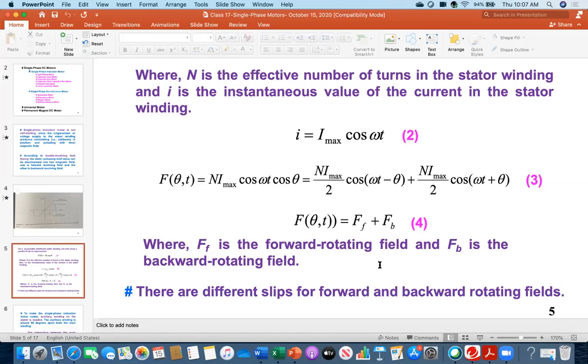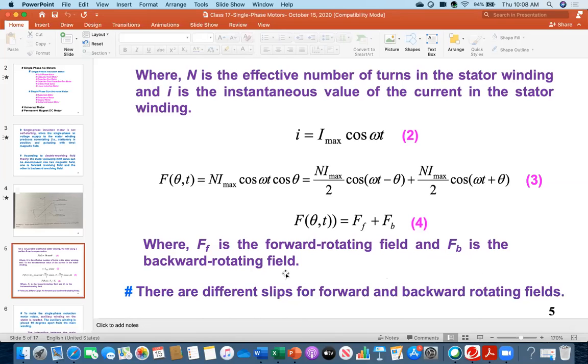Now you see a pretty interesting thing, because there are two types of field, forward field and backward field. Accordingly, you see I have written there are different slips for forward and backward rotating field. You all know the slip definition from the viewpoint of a three-phase induction motor: synchronous speed minus rotary speed over synchronous speed, then taken as a percentage. That is the definition of slip. So that is applicable to the forward rotating field.